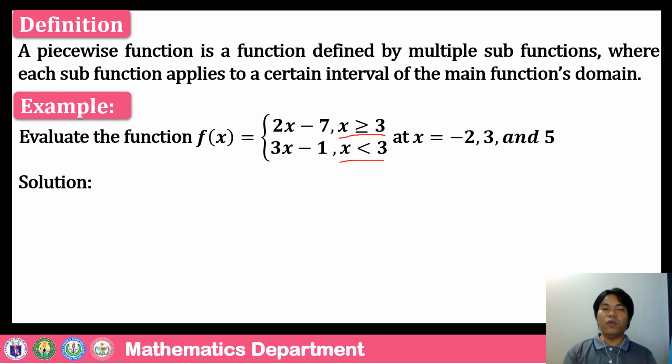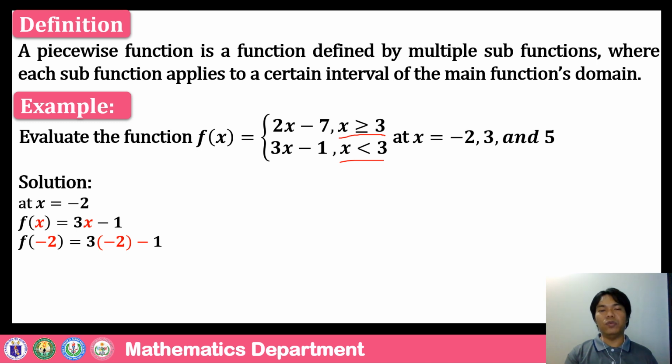Now at x equals negative 2, since ang negative 2 ay mas mababa sa positive 3, ang gagamitin natin ay yung ating pangalawang subfunction f of x equals 3x minus 1. At papalitan lang natin yung ating value ng x dito ng negative 2, magkakaroon tayo ngayon ng f of negative 2 is equal to 3 times negative 2 minus 1.